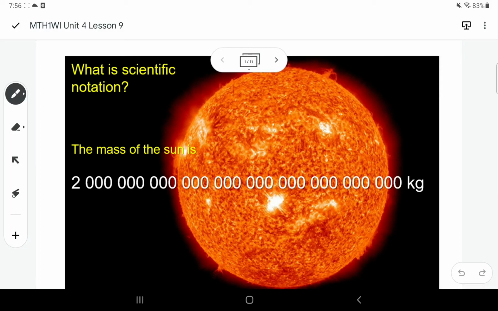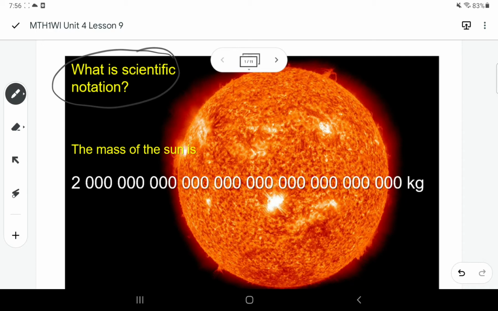Folks, this is the lesson for Unit 4, Lesson 9. And in this section, we're going to talk about a few different applications of exponents. The first one here is scientific notation. And the second one is going to be compound interest, which we've already talked about a little bit.